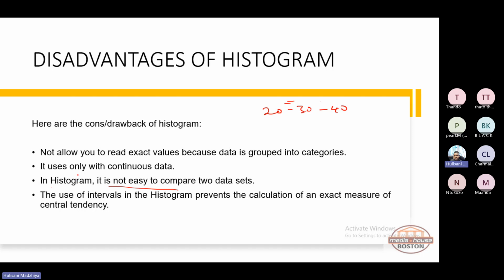It is used only with continuous data, and does not allow you to read exact values. That's a disadvantage. Like I did mention, you lose value of your data. No one could actually know who is within the age of 25, or who is within the age of 26 or 29. You don't get to know that. You only get to know that we have 15 or 20 people within the age of 20 to 30 that listen to our radio station, or that follow our journal page. And the use of intervals in the histogram prevents the calculation of exact measures of central tendency.